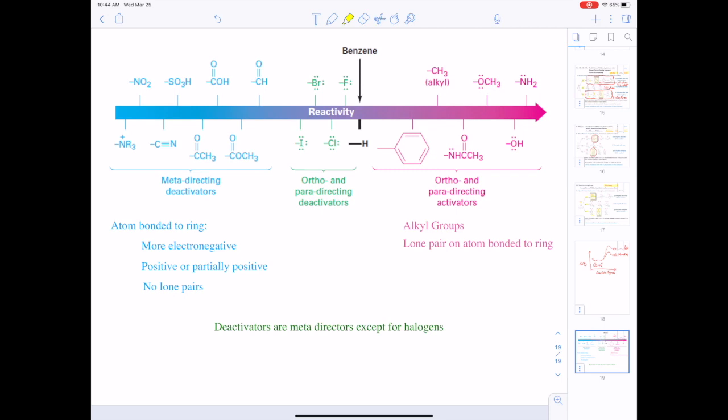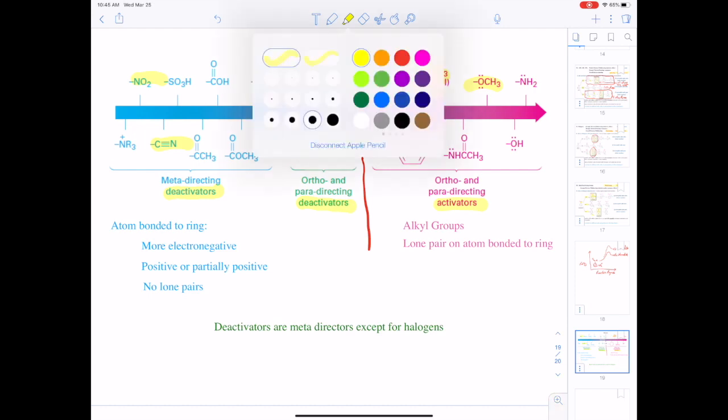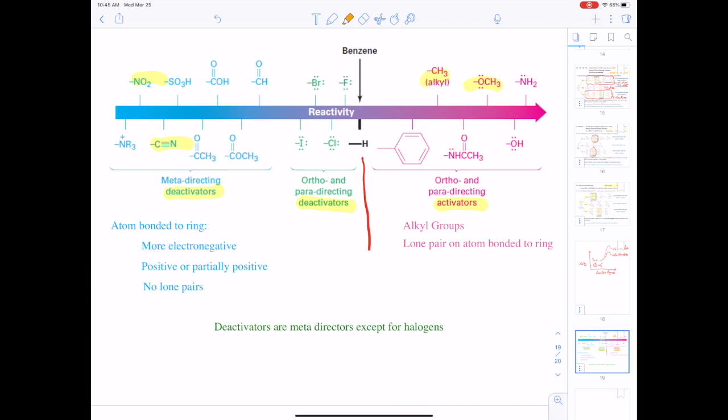So we've just seen that groups like these are activators relative to benzene because of electron donation, either inductively or through resonance. Halogens are deactivators because while they can donate through resonance, the inductive effect is very strong. And then these are deactivators because of a positive or slightly positive charge on the atom bonded to the carbon. The activators are all ortho-para directors because the ability to donate electron density stabilizes the intermediate formed when you have ortho or para addition.